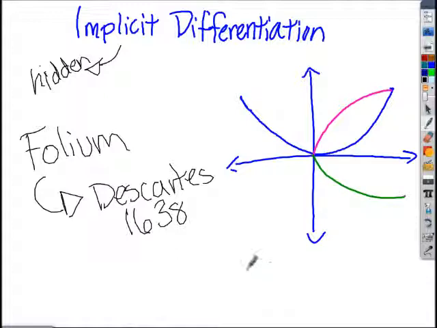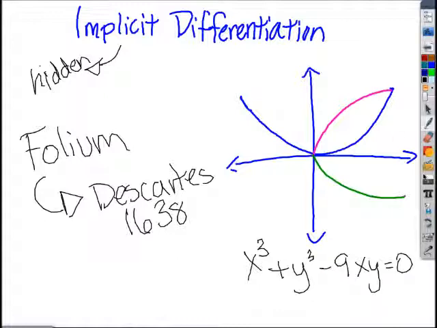And he discovered the equation for this curve, x cubed plus y cubed minus 9xy equals 0. And the reason why this is a good example to introduce implicit differentiation is because no matter what I do, I cannot solve this function just for y. I can't get y equals something in terms of x. It just won't work.